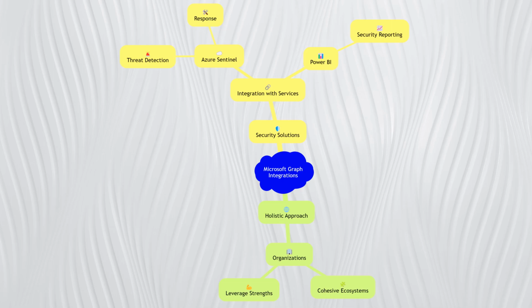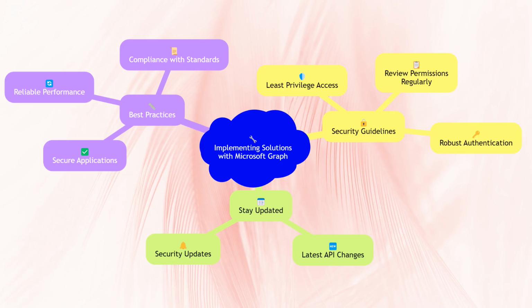Implementing solutions that interact with Microsoft Graph requires adherence to best practices. Developers should follow security guidelines, such as using least privilege access, regularly reviewing permissions, and implementing robust authentication mechanisms. Additionally, they should stay updated with the latest API changes and security updates from Microsoft. Following these best practices ensures that applications are secure, reliable, and compliant with industry standards.